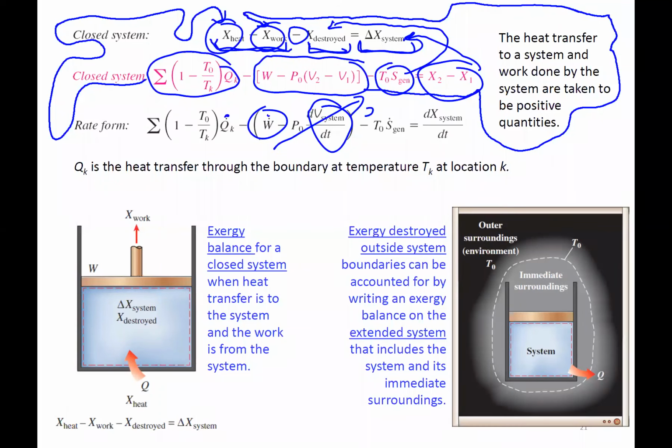You still have this term. Okay, when you're in rate, a lot of those go to 0. All right, steady state, we still can make that 0, if it's steady state. Again, this heat transfer goes with this temperature, so that's the temperature at which that heat transfer is crossing your boundary.